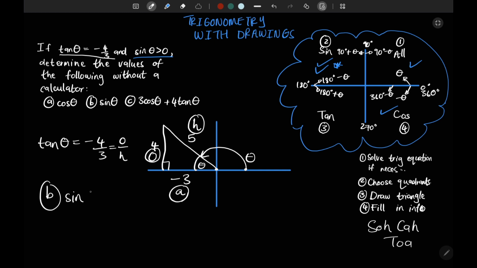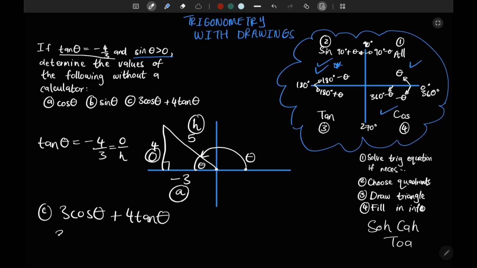B is sine theta. What is sine? Sine is opposite over hypotenuse. Let's use a triangle. What's the opposite side? 4. What's the hypotenuse? 5. So sine theta is equal to 4 over 5. Now let's do the last one. Let's do C, which is 3 cos theta plus 4 tan theta.